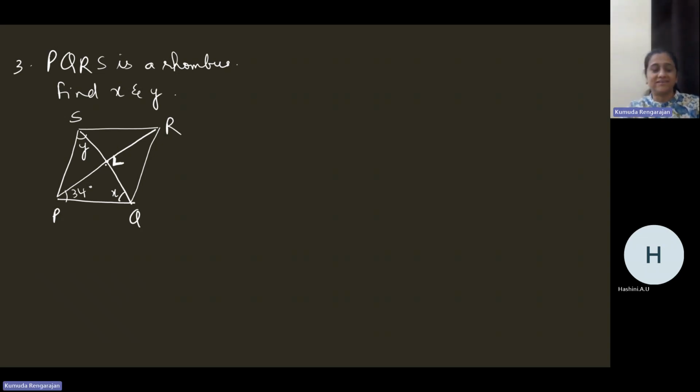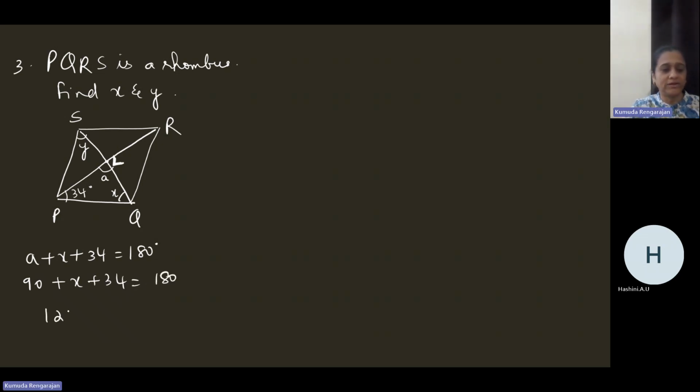Okay, so correct, Aditya. So this is 90 degrees. You can just mark this angle as A. So A plus X plus 34 is equal to 180. But A is 90 because the diagonals meet at right angle. So 90 plus X plus 34 is equal to 180. 124 plus X is equal to 180. X is equal to 180 minus 124. 56 degrees.